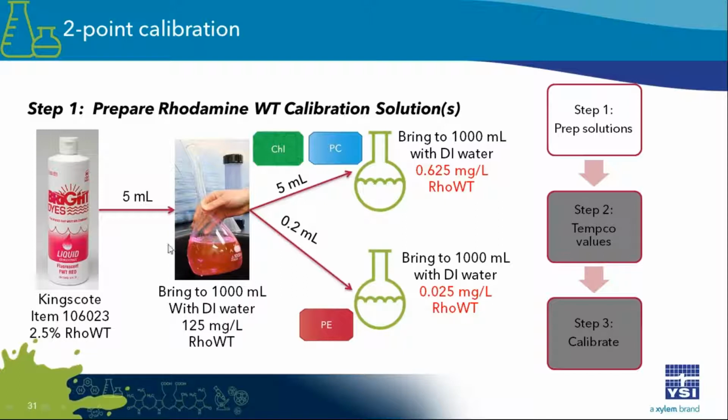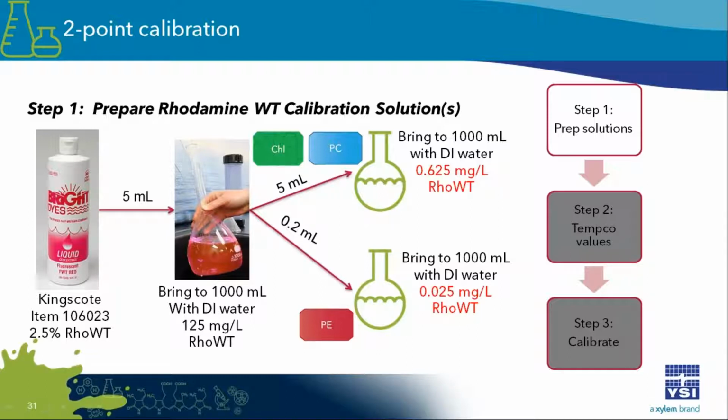One tip: These solutions are not stable for a long time. Some people will store the 125 mg solution in the refrigerator. You can do that for some number of weeks, maybe even months. These solutions are too dilute to store long term, so you really need to prepare them fresh the day you're going to do your calibrations.